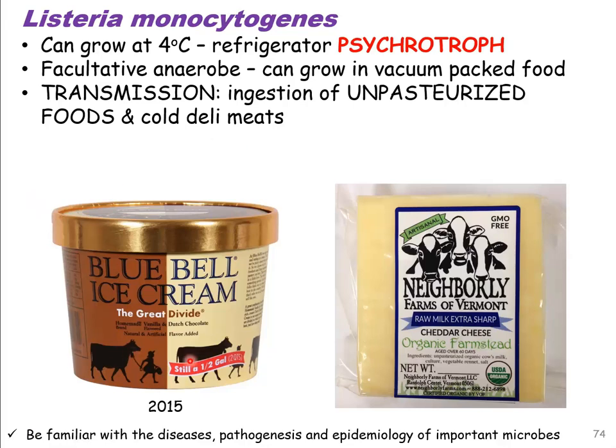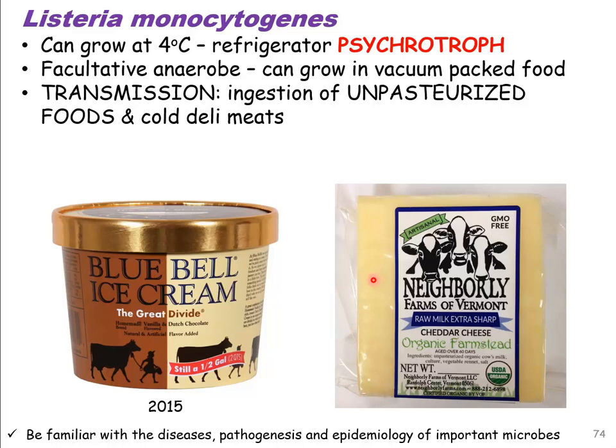So I don't know if you remember the Blue Bell recall of 2015. I do love my ice cream. We talked about Listeria monocytogenes in that it is a human pathogen and we're quite warm, but it can grow at 4 degrees centigrade, so in the refrigerator and also in the freezer. So it is a psychrotroph. It is a facultative anaerobe, meaning it can grow with or without oxygen, so vacuum packing food isn't going to kill it. So transmission of listeriosis is going to be through ingestion, often of unpasteurized foods.